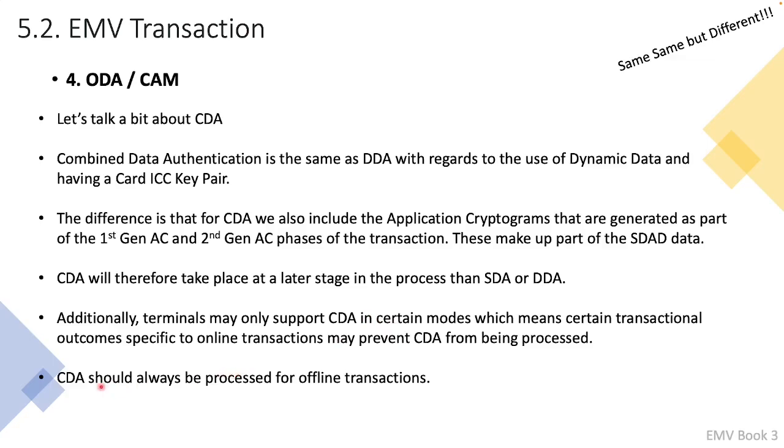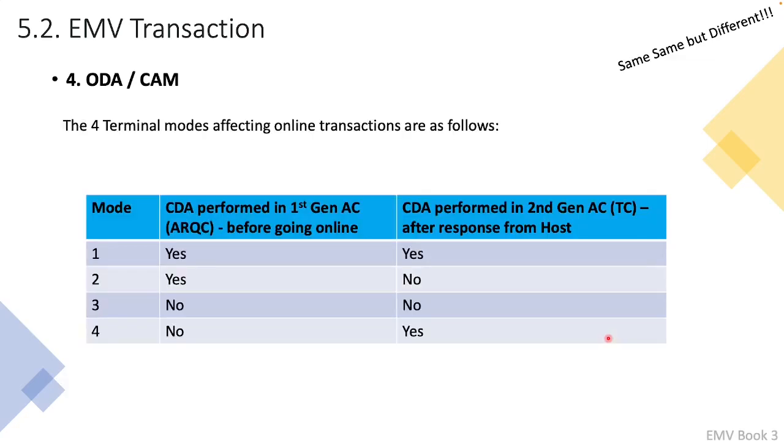An important thing to note is that CDA should always be processed for offline transactions, which means it should always be processed after first gen AC. Sometimes some terminals don't allow the processing of CDA after second gen AC. Let's look at the table so that it'll be better understood. There are 4 terminal modes affecting online transactions, as follows.